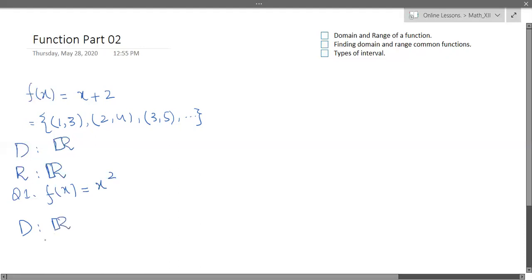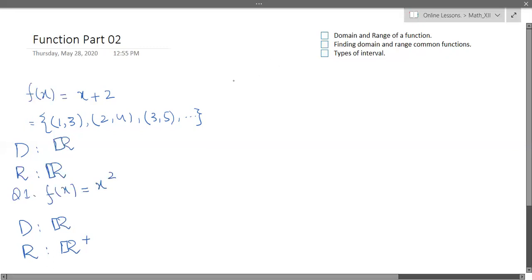Okay, but its range will be only. Can you make a guess? Because it is a squared function, we will never get a negative output, okay? Provided that we substitute real numbers, okay, not the complex numbers. So in this case, the range will be positive real numbers. It will be real numbers, but only positive real numbers.